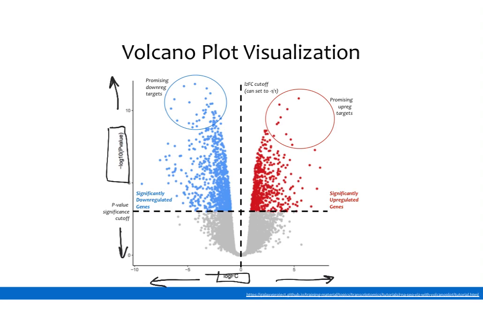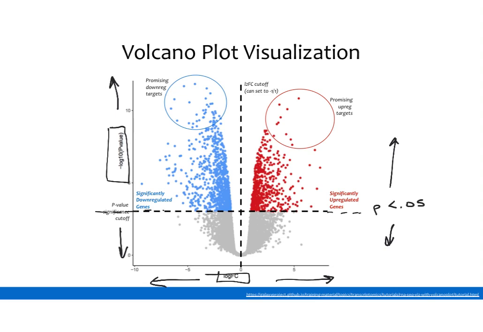Usually you will set a significance cutoff. So this line might be, for example, p is less than 0.05. And so everything above it, because this is a negative log scale, everything above it is going to be significant, and everything below it is going to be not significant. And then you actually plot the genes.